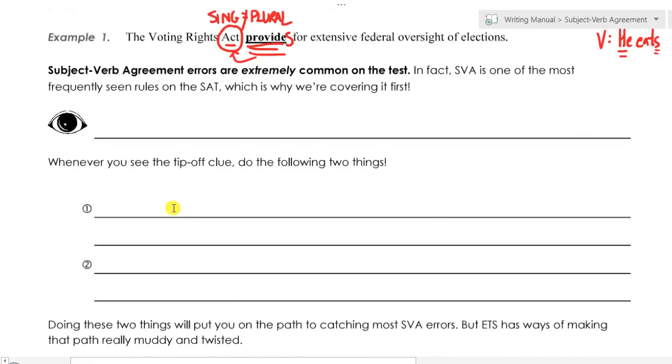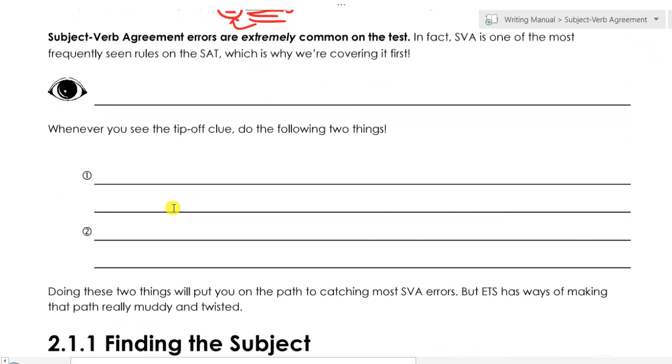On every single SAT you're going to see at least a couple, if not more, subject-verb agreement errors. So let's talk about our visual tip-off clue. This is how we know that ETS might be testing us on subject-verb agreement, and that is if we see underlined verbs. So if you see an underlined verb, that's a tip-off that subject-verb agreement might be being tested.